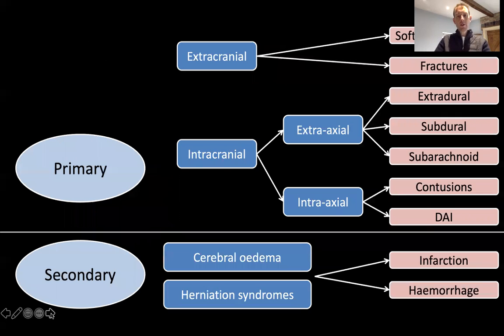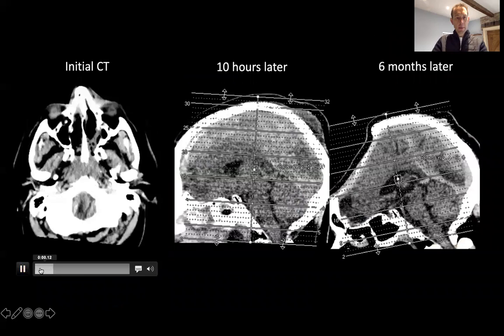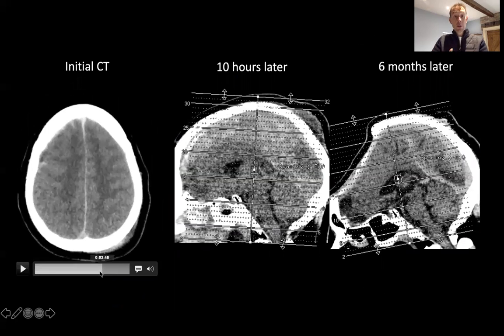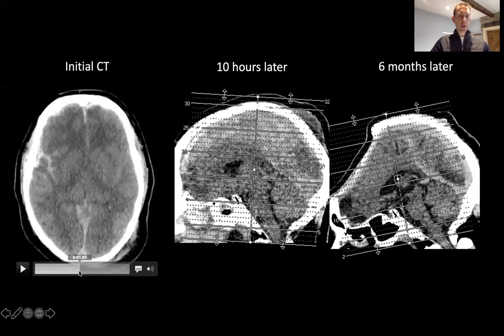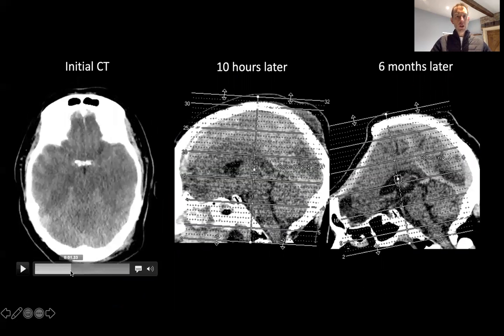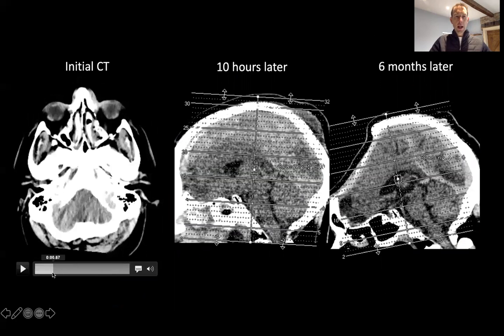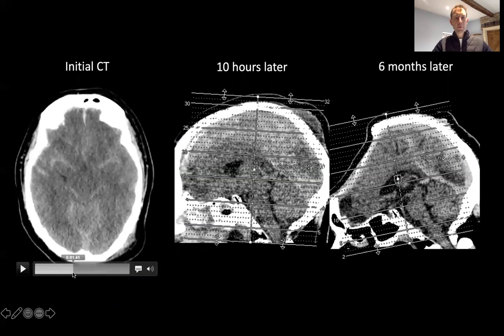Secondary injuries are those that develop usually due to diffuse cerebral edema, and once that leads to herniation syndromes, you can have infarction and hemorrhage. So here we've got an initial CT where you can see quite marked diffuse brain swelling. You've got traumatic subarachnoid hemorrhage within the right sylvian fissure, and some inferior frontal contusions. But you've lost the basal cisterns, and it's crowding already at the foramen magnum. So there is diffuse cerebral swelling.